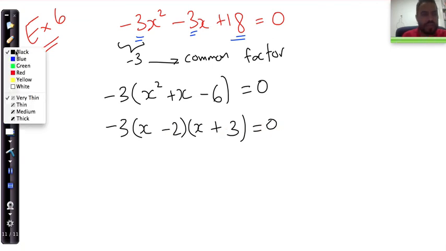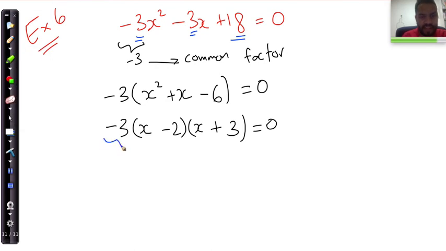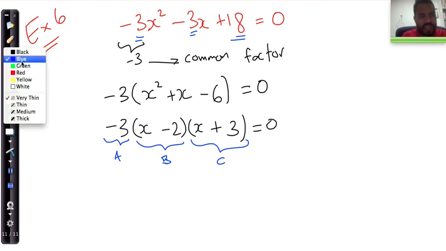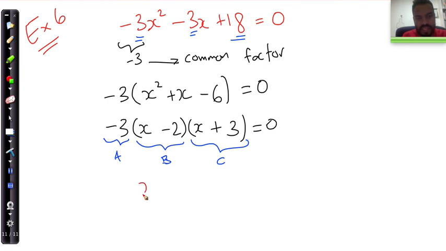So now I've got 3 factors. This is the first factor, that's going to be considered factor A. That's going to be considered factor B. And this is going to be considered factor C. According to the zero product property, either A must be 0, and clearly A is not 0, so I'm not going to be concerned with it much. B could be 0 or C. So when we work that out, we can say x minus 2 is equal to 0, or x plus 3 is equal to 0.